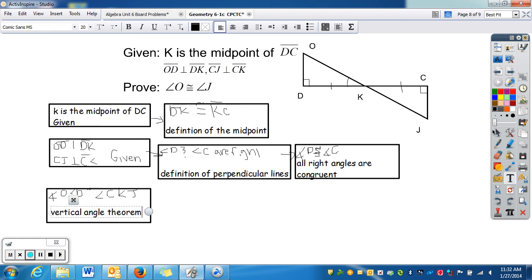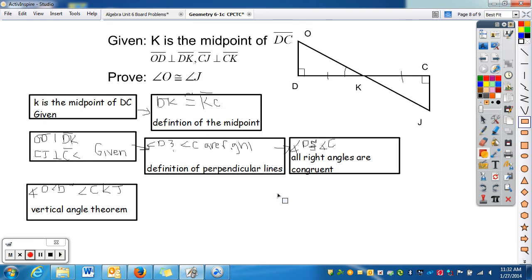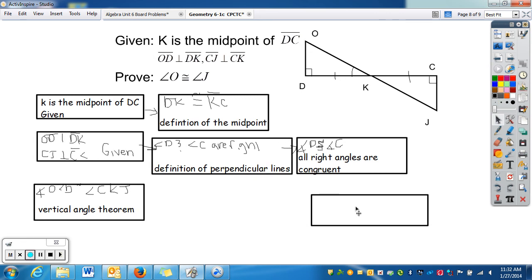Alright, so now I have three congruent statements. So my next step from there is I can state that the two triangles are congruent. I still need to do that first. So I can state my two triangles. Remember, order matters. Triangle DKO is congruent to triangle CKJ. D goes with C, K goes with K, O goes with J. And the reason they're congruent is angle, side, angle.